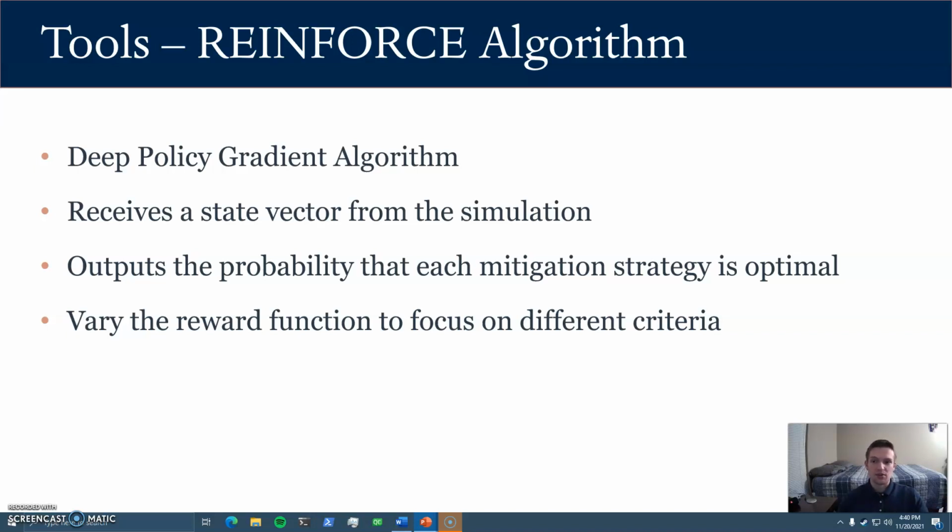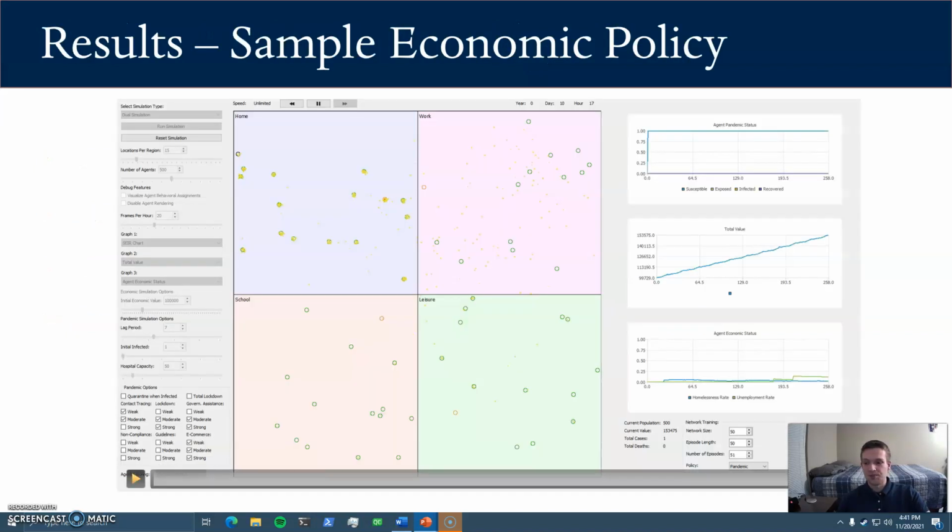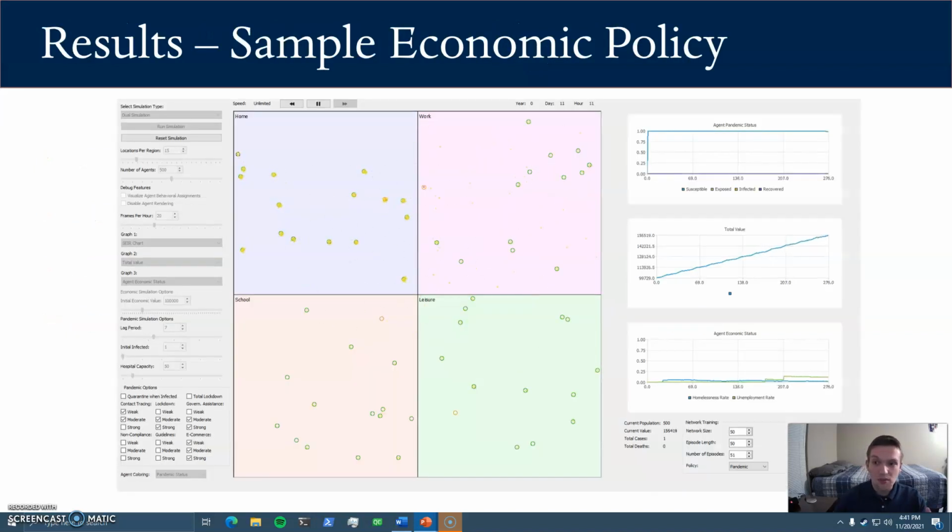And the really interesting thing with this algorithm is you can change the reward function to focus on different criteria. Specifically, I took a look at a reward function that focused on the pandemic, one that focused on the economy, and then one that focused on both. The pandemic reward function focused only on reducing the number of cases and deaths. The economic reward function focused on economic growth while keeping unemployment and homelessness low. And then the dual reward function combined the two to look at both and optimize both of those parameters.